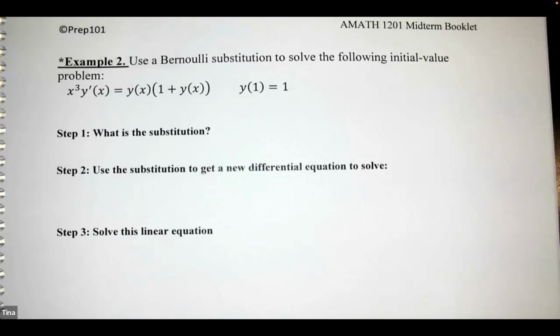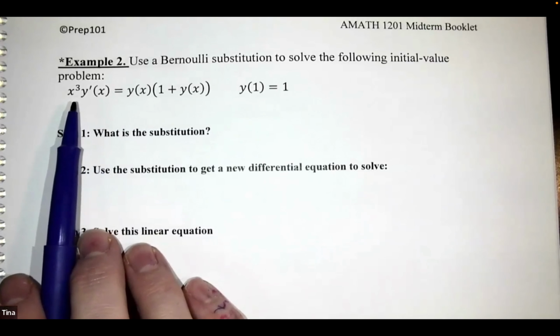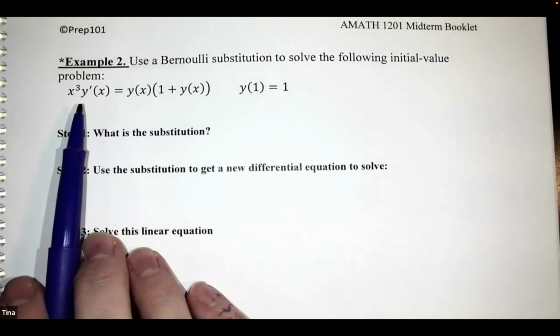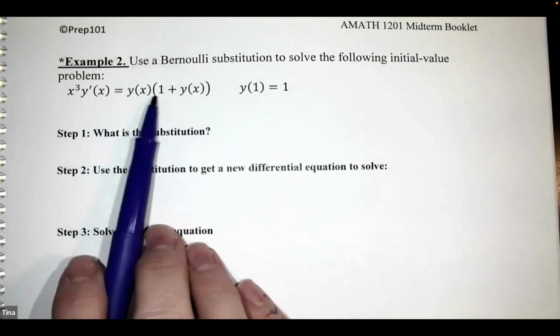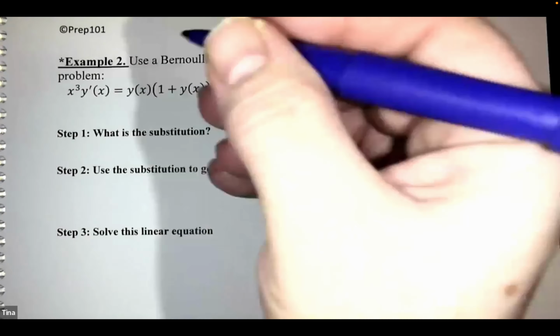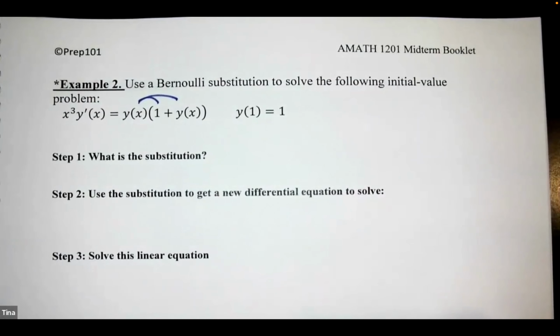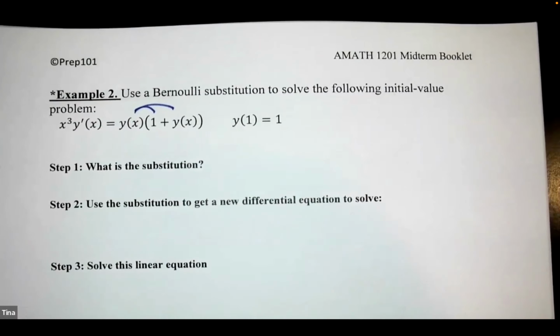So if you look at this, first of all, it's not really in the right form because it has x cubed out in front. But also look at the product, right? It can't have a product. We know what linear looks like, right? It's something plus something equals something. There's no product going on. So we need to get rid of this first and also divide by x cubed.